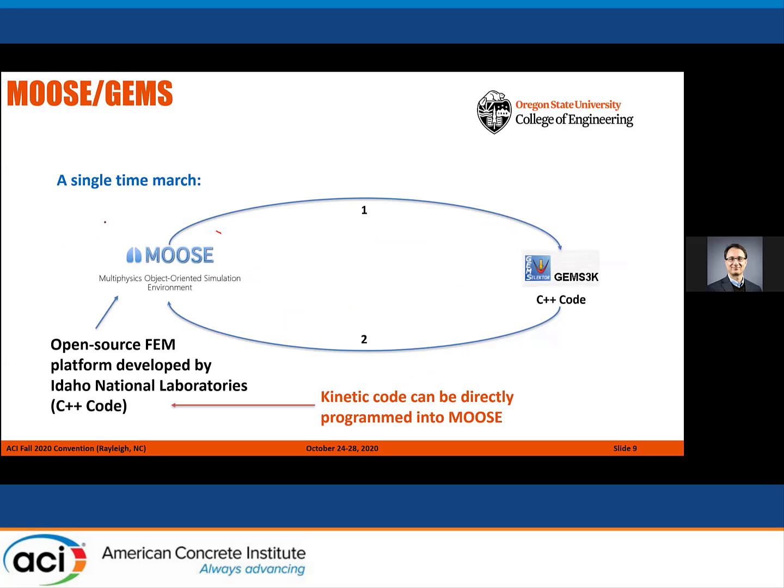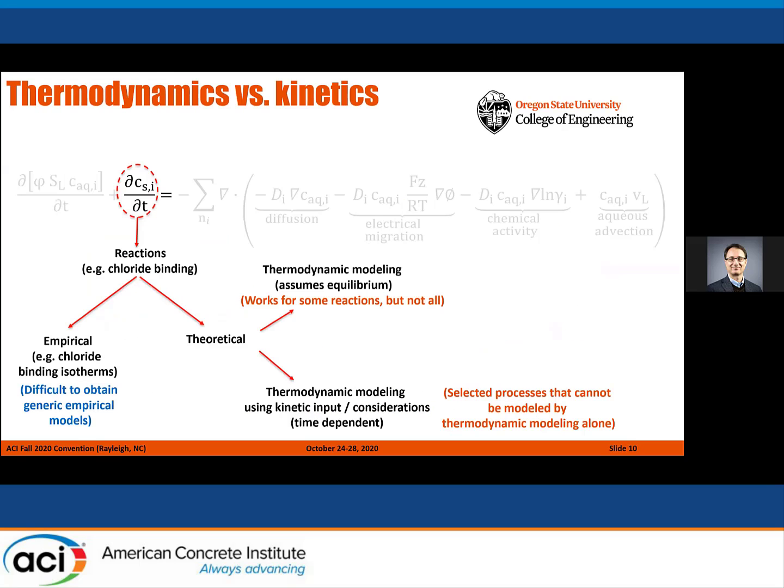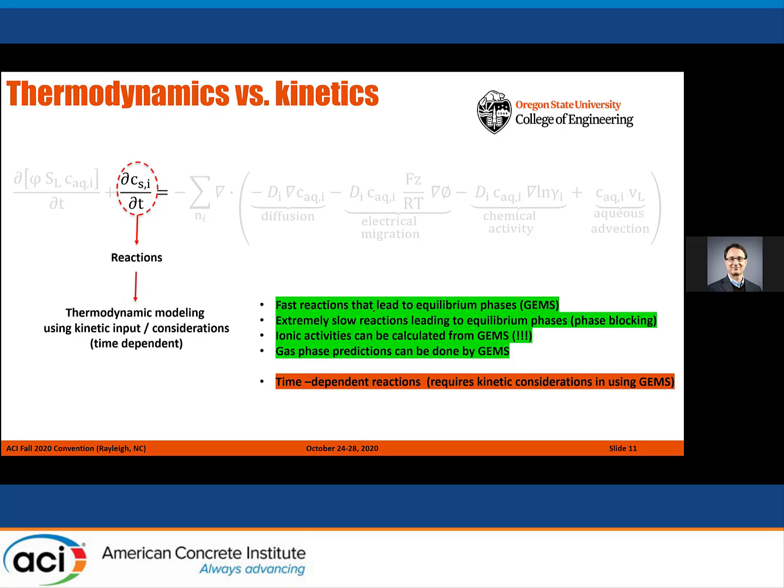We are now using a completely open source finite element package developed by the US government, and also still coupling it with a thermodynamic code. So going back to that ugly equation, now I probably understand what I mean by thermodynamic modeling. And as I said, it's not going to work for everything because some reactions will require some kinetic input as well. Thermodynamic models can predict things at infinite time, at equilibrium. So for the reactions that require kinetics, we'll have to do something else. That is something I will talk about briefly.